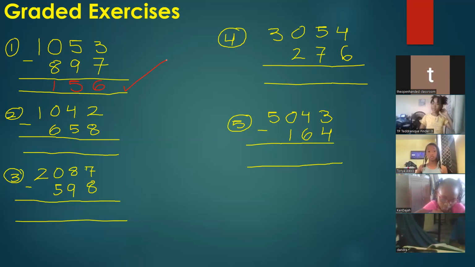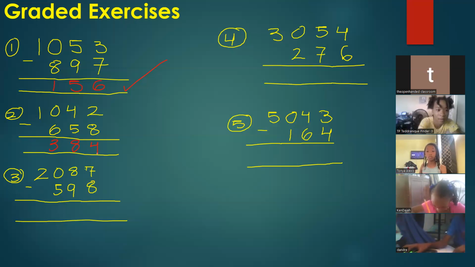Number two. Ariana, what you got for number two? Okay, so first. You're going to borrow... No, just give me the answer. Okay. 384. That's correct. Anyone else got that? I got that. I got it too. Okay. DeAndre, did you get 384 for the second one? No, sir. No? Okay, that means you're doing them wrong.